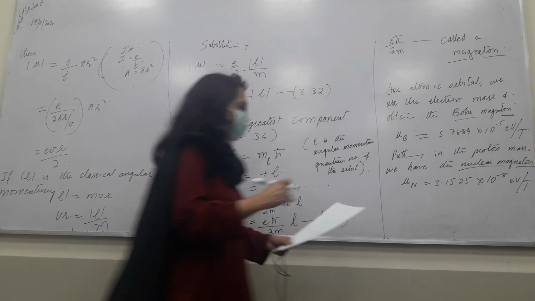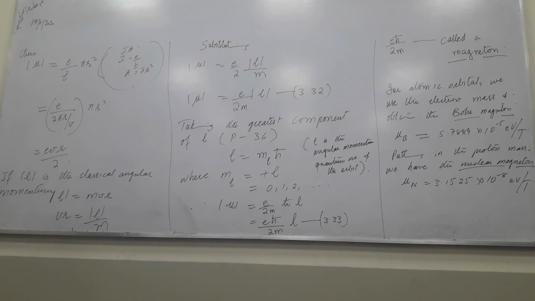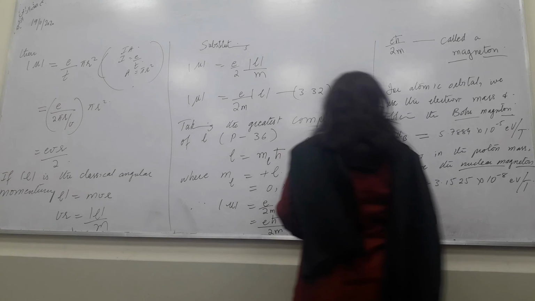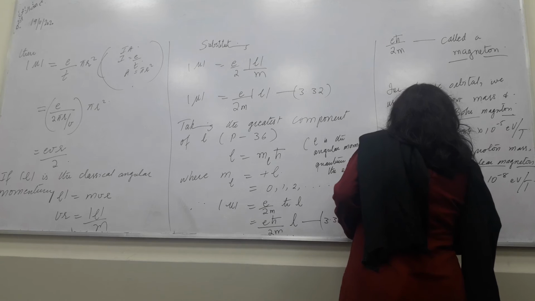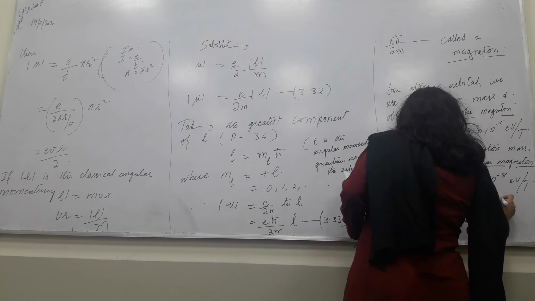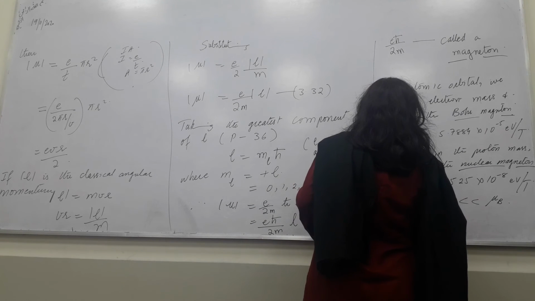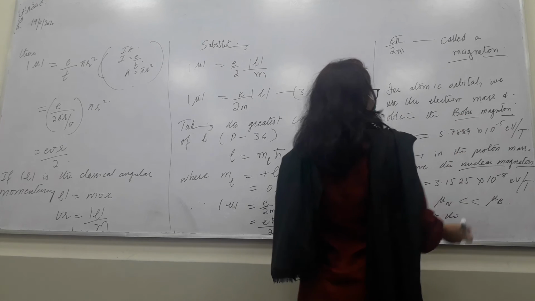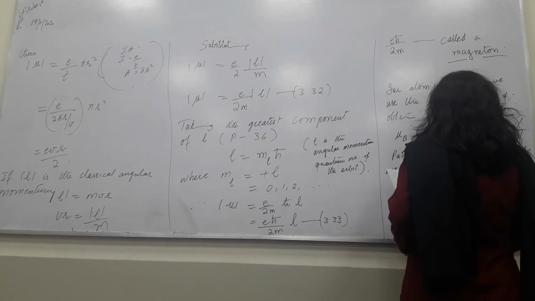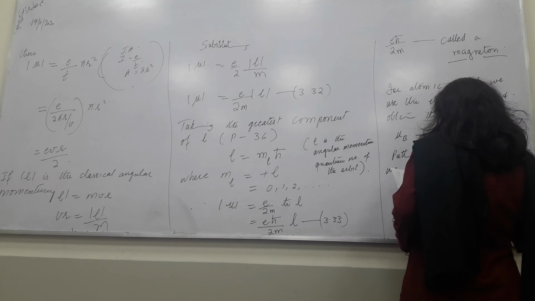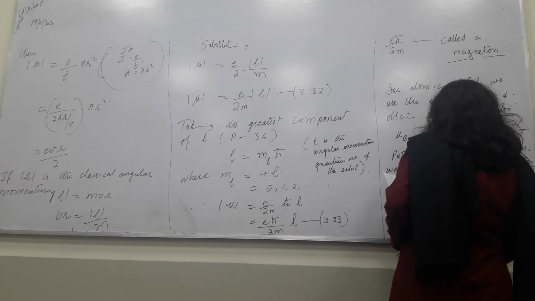What do you notice between mu n and mu b? What do you notice by looking? Yes? It is much less than mu b. So we note that mu n is much less than mu b. This is because of the difference in the masses when you calculate them, right? Okay.